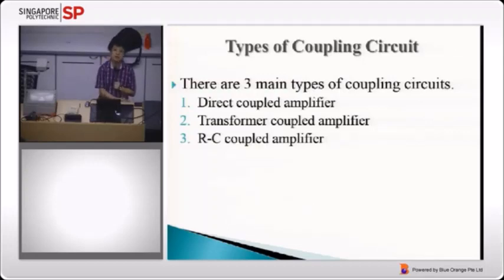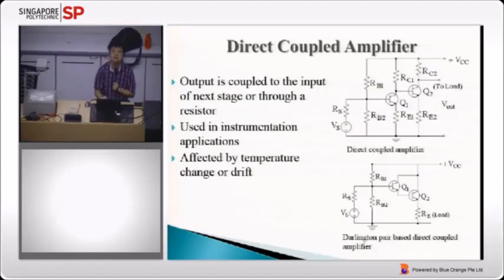The first type is called direct coupled. Later I will show you with diagrams what we mean by direct coupled. The second one is transformer coupled, and the third one is RC coupled. Under this chapter, you need to understand these three methods and the advantages and disadvantages of each method. Let's go to the first type, which is called direct coupled.